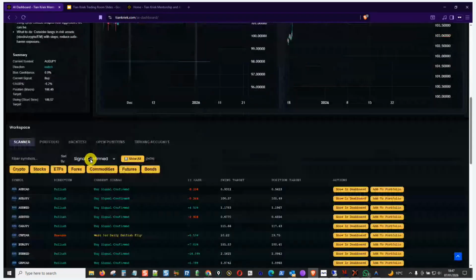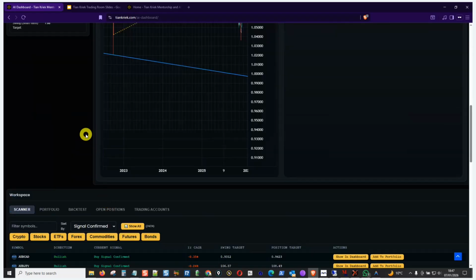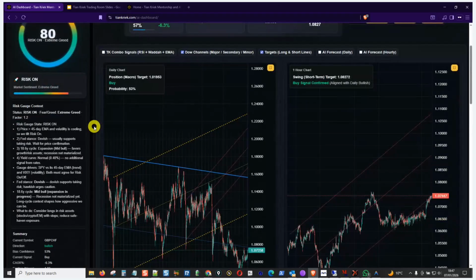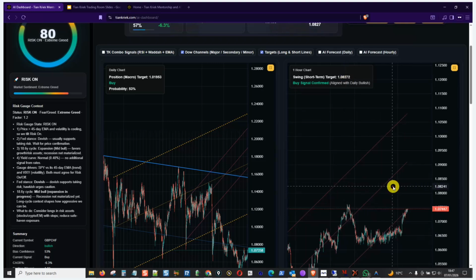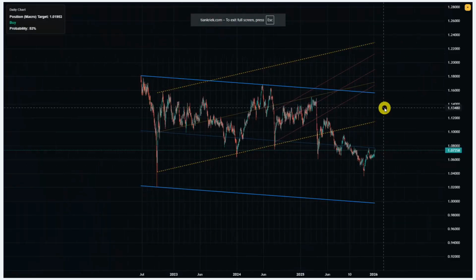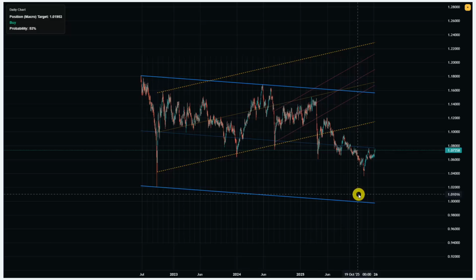All right, so pound Swiss is bullish. There's a buy signal confirmed. Let's go and have a look at this. Show in dashboard. 108.27. Okay, so it's going to go up another 80 points here. The pound Swiss. We had a downtrend. The primary trend is bearish. The secondary trend is bullish, but it was broken.